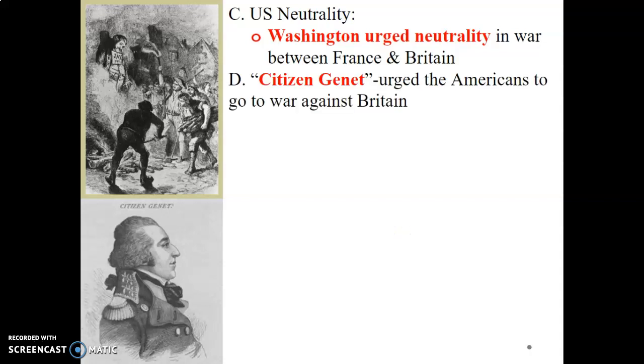We have Citizen Genet. Citizen Genet was a French national who was here in the United States, kind of urging the Americans to go to war against Britain. So he was stirring up trouble.